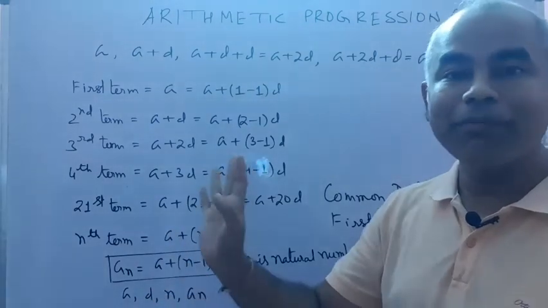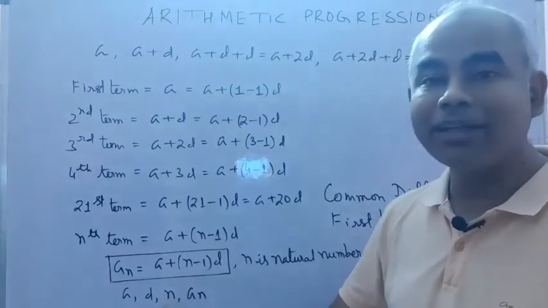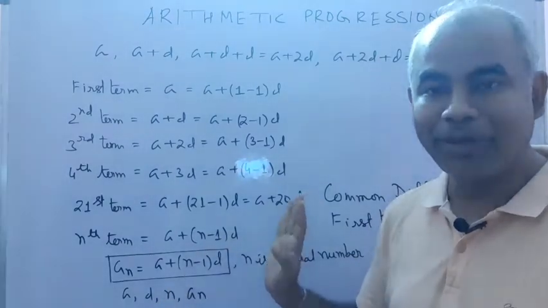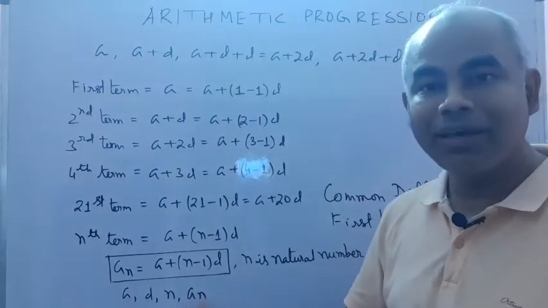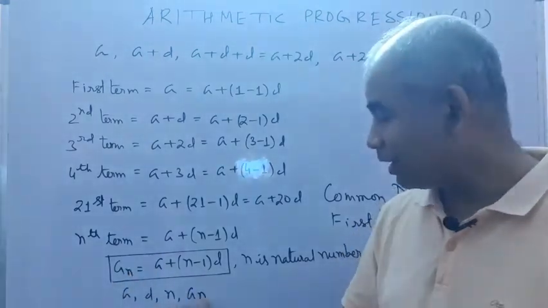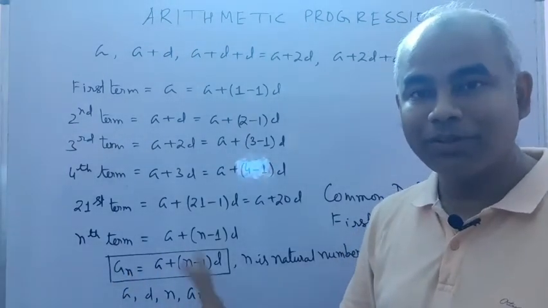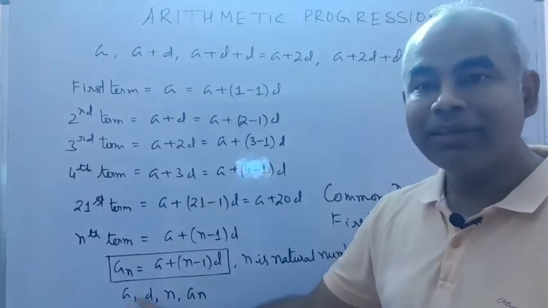As your roll number is always a natural number 1, 2, 3, 4 like that, here also n, the position, will always be a natural number. But an may not be natural. An depends on the arithmetic progression. If all the terms of your arithmetic progression are fractions, then an can be a fraction also, or can be 0 also.